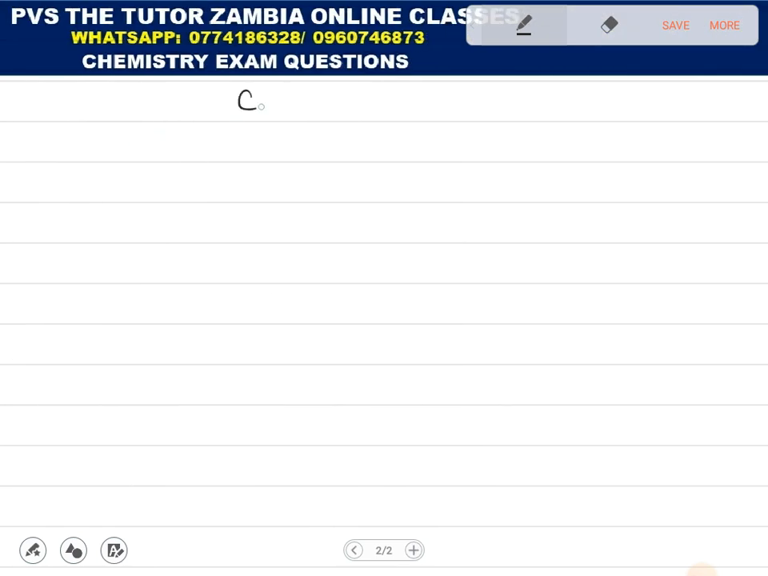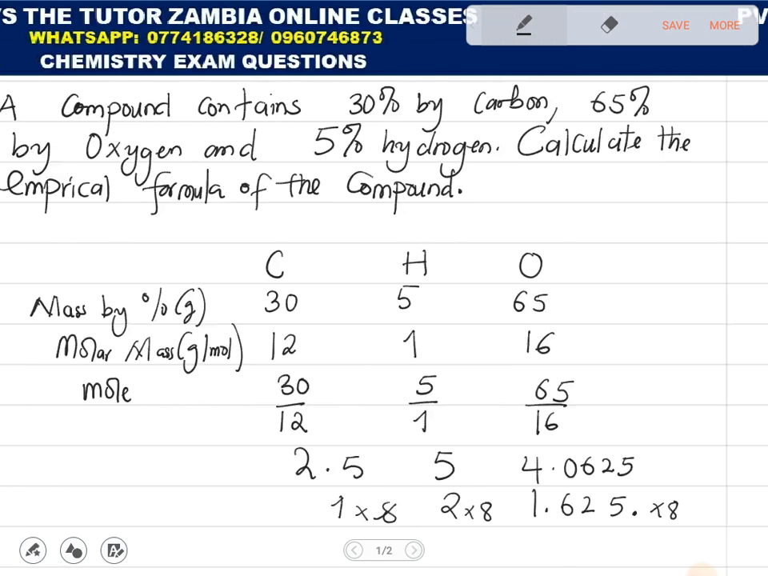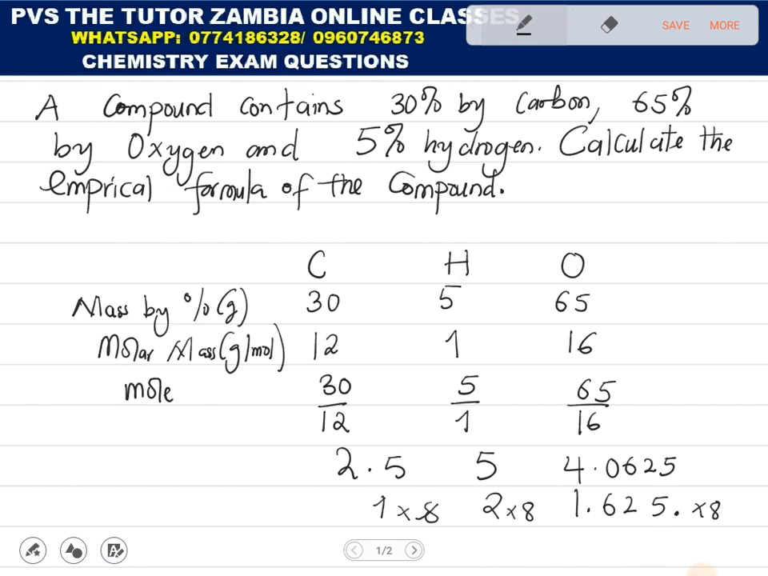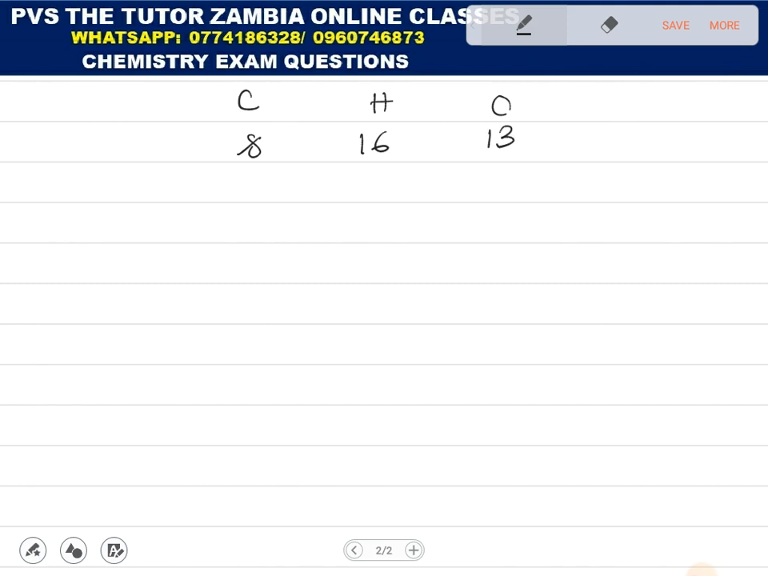So after multiplying, for carbon, I'm going to have 8. Then here I'm going to have 16. And here I'm going to have 13. So the empirical formula becomes C8H16O13. That is the empirical formula.